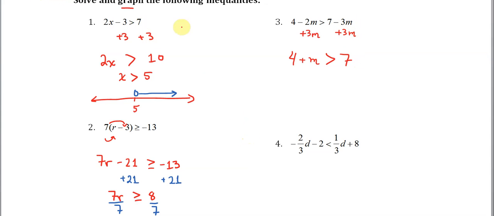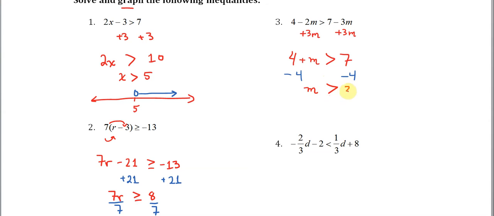And then to finish it out, we're going to subtract 4 from both sides. So on the left side, I'll write in my extra steps here. Subtract 4, subtract 4. So on the left side, we end up with just m.